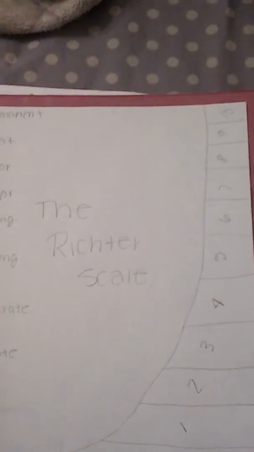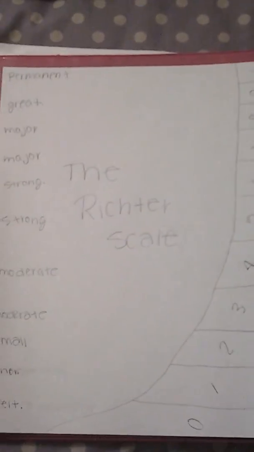So right here you see it goes from 0 to 10, and 0 would be an unnoticed or unfelt earthquake, and 10 would be one that caused permanent damage to structures. And in between you have moderate and strong and small and minor earthquakes.